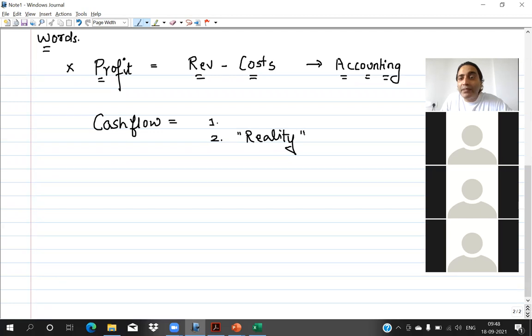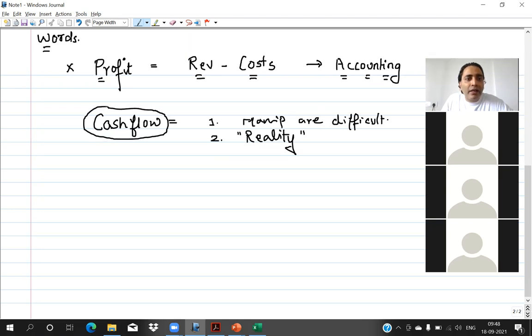You can tangibly see the cash. You can feel the cash. You can check the cash. पहला क्या था? Manipulations are impossible. Yeah, difficult. Very, very difficult. And if you try to, then you can easily get caught. And that's why cash flows are given tremendous importance in financial management.